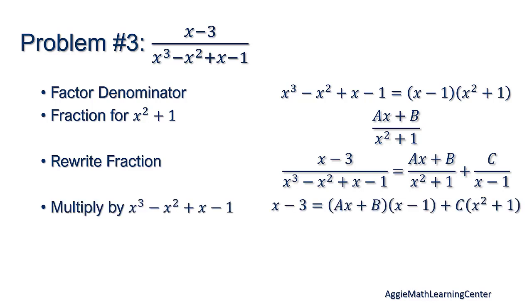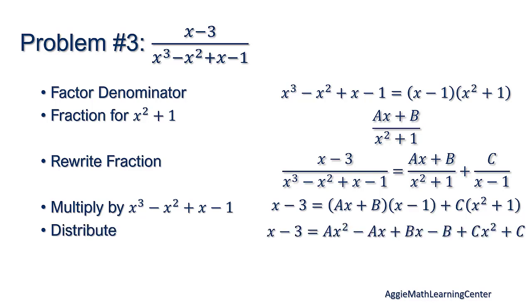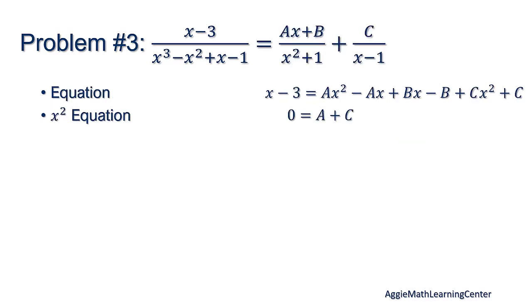We do this by multiplying both sides by x to the third minus x squared plus x minus 1, which gives us x minus 3 equals ax plus b times x minus 1 plus c times x squared plus 1. We then distribute what we can to get x minus 3 equals ax squared minus ax plus bx minus b plus cx squared plus c. We then see that there are 0 x squareds on the left side and a plus c x squareds on the right side, meaning 0 equals a plus c.